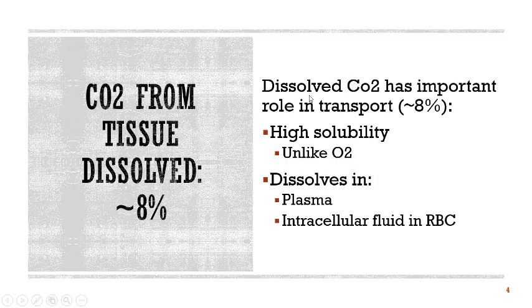So the first way that we talked about, the dissolved CO2, has a much higher solubility than oxygen. So more of it is able to dissolve in a liquid than oxygen. So it dissolves in your plasma or in your intracellular fluid in your red blood cell. So just know 8% of CO2 gets transported this way. That's all you need. 8% gets dissolved in either your plasma or intracellular fluid in red blood cells.